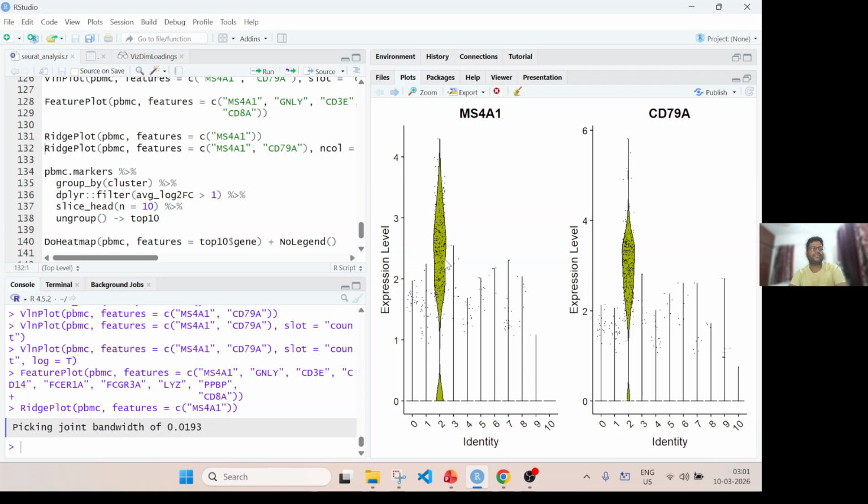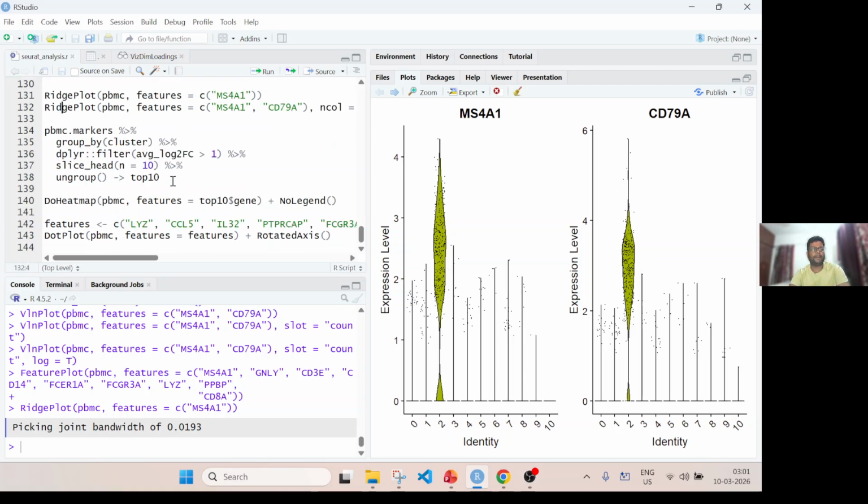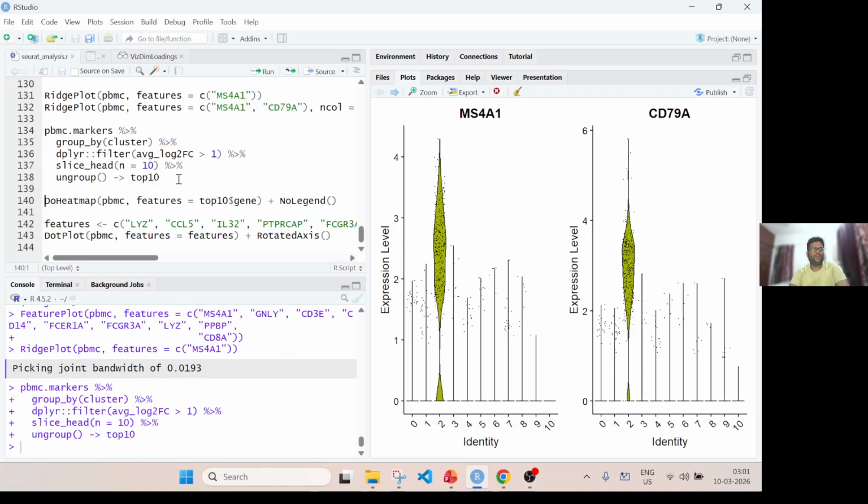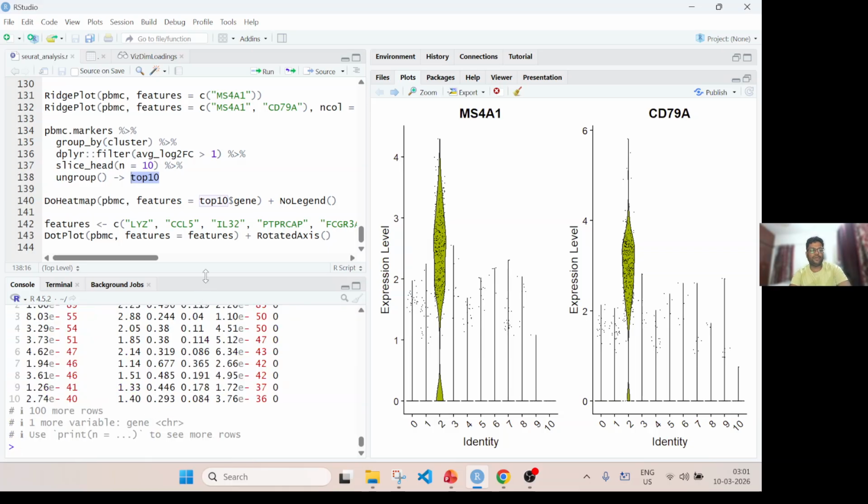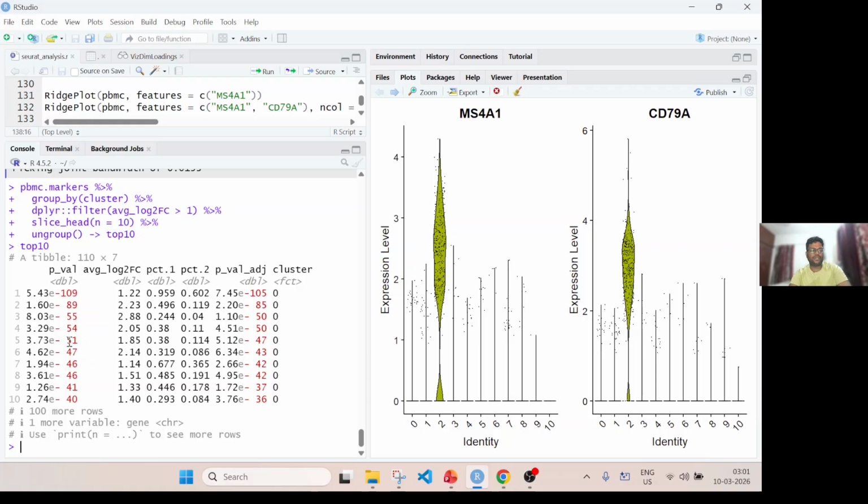But it's a very nice way of representing. Okay, but I like this plot. For example, you take the markers, cluster them, put a condition, and take the top 10 genes. So the top 10 genes of each marker. If I take the top 10, you will see that these are the genes.